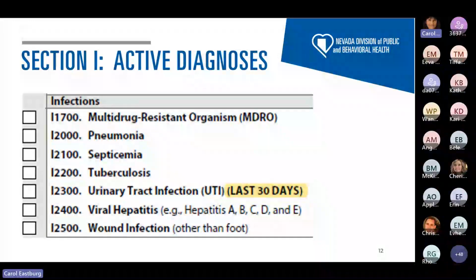The next part of section I is for documenting any other active diagnoses a resident has had during the last 7 days, and you may check all that apply.